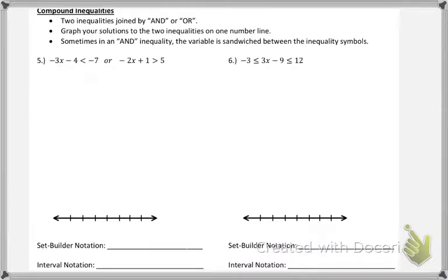So go ahead and try number 5 and number 6. Try number 5 and graph your solutions, because it's a compound inequality. Graph your solutions on the same number line and see if you can represent your solution in set builder notation and interval notation.